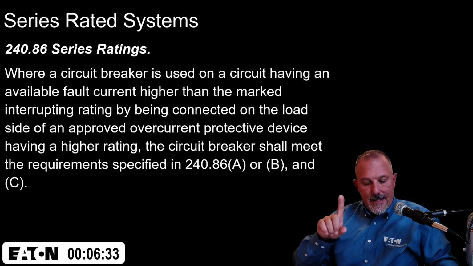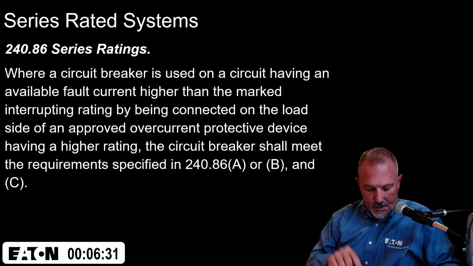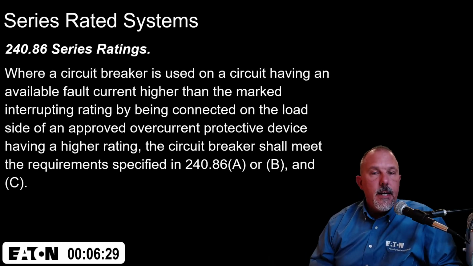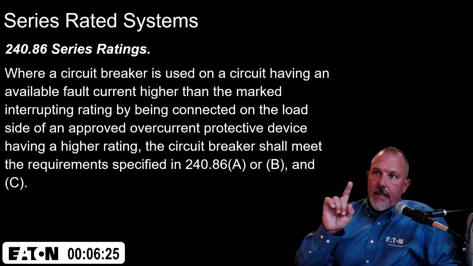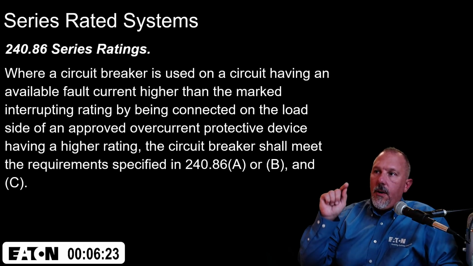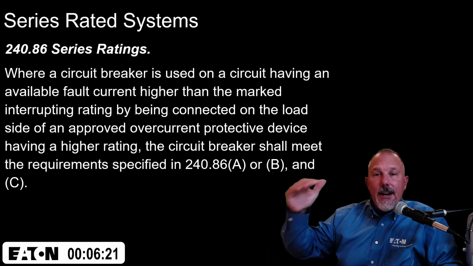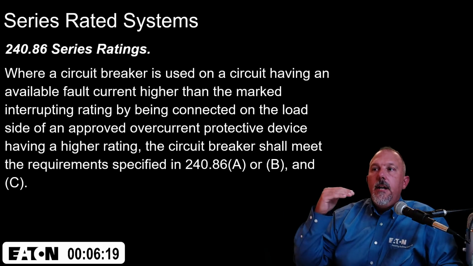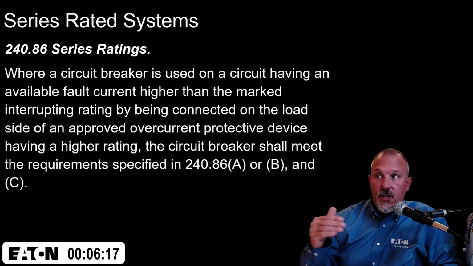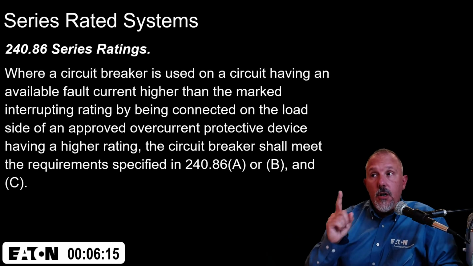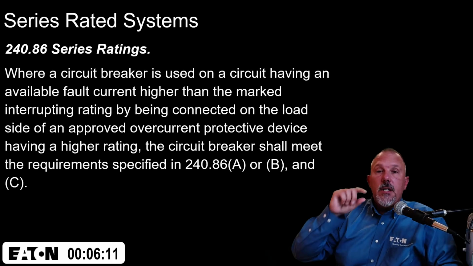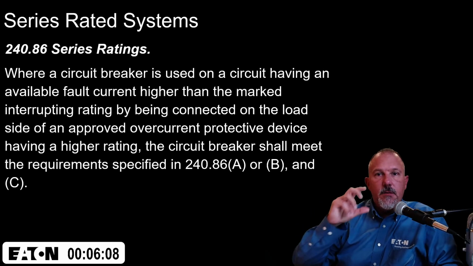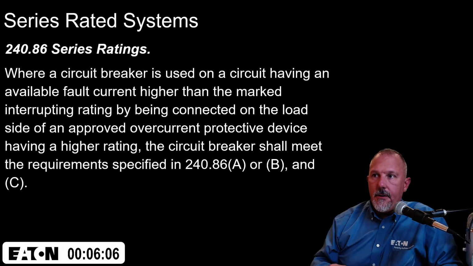240.86 did see minor changes in the 2020 code, but the parent text says, where a circuit breaker is used on a circuit having an available fault current higher than the marked interrupting rating by being connected on the load side of an approved overcurrent protective device. And the reason they added the word approved in there is because they're emphasizing that you have to have it as part of its listing. Those things are listed together.